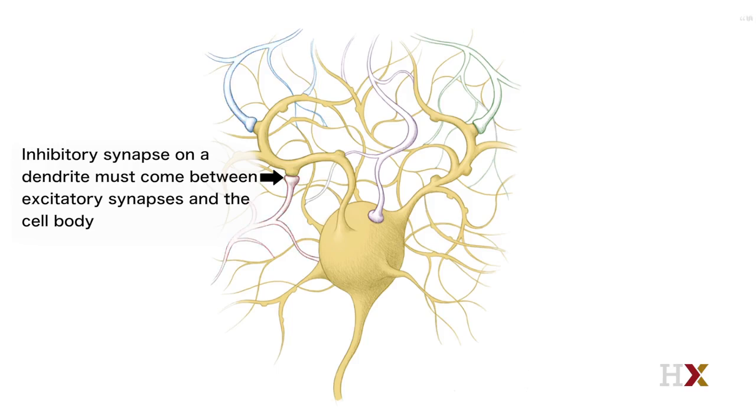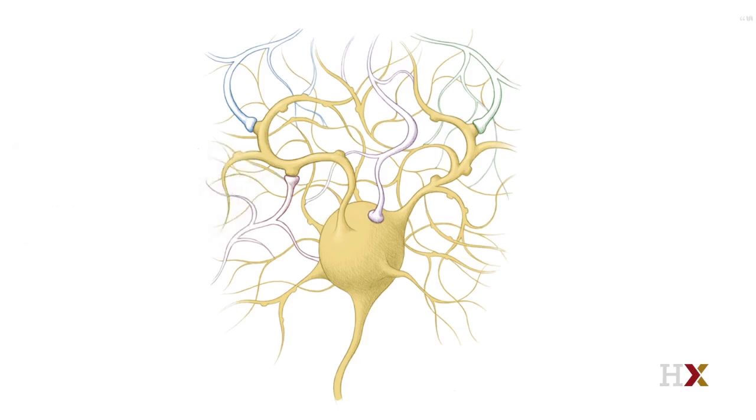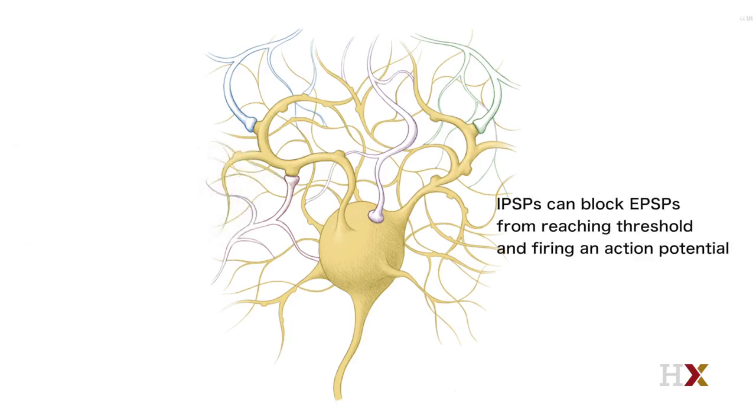This effect of the IPSP is the third factor that we'll explore that influences the efficacy of synaptic inputs. Inhibitory potentials can block excitatory potentials. In other words, inhibitory inputs can block the excitatory inputs from reaching threshold and firing an action potential.